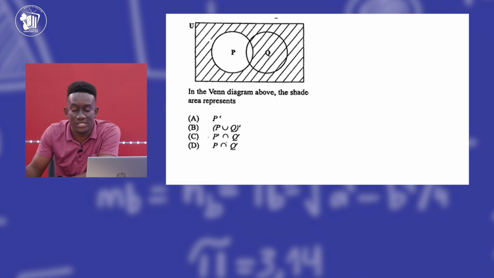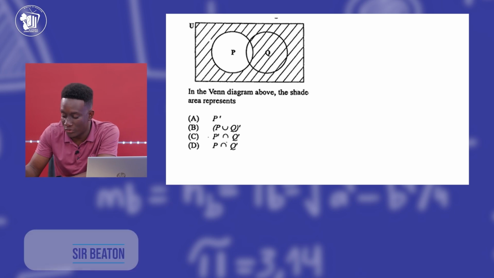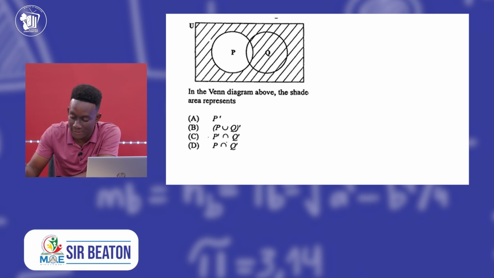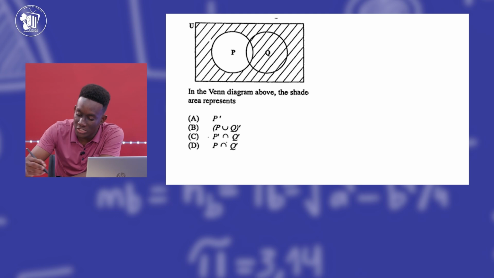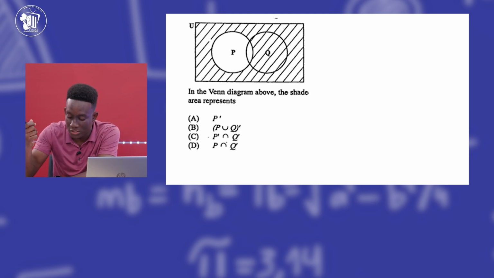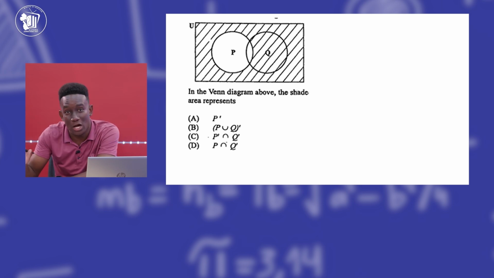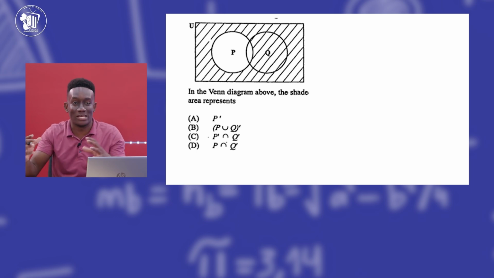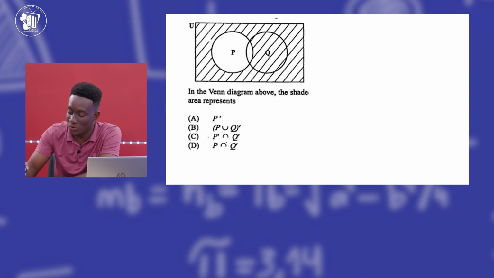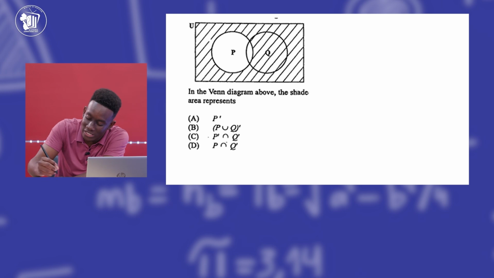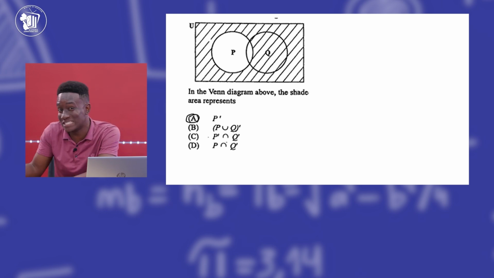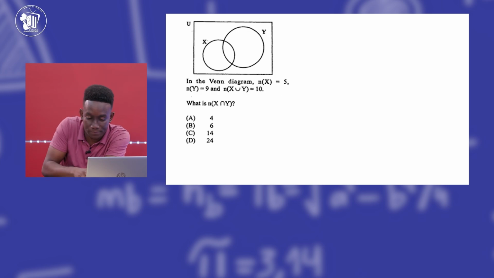The next question says, in the Venn diagram above, the shaded area represents. So we see everything is shaded except P. So the shaded area would be everything outside of P. How do we represent in terms of set something that is outside of a set? We know complement. So the answer here would be P complement, because everything outside of P is shaded.